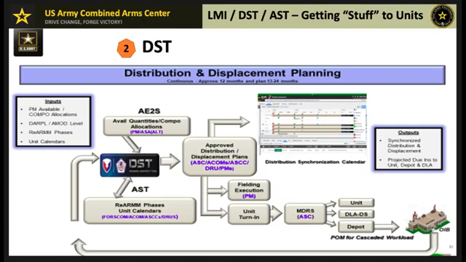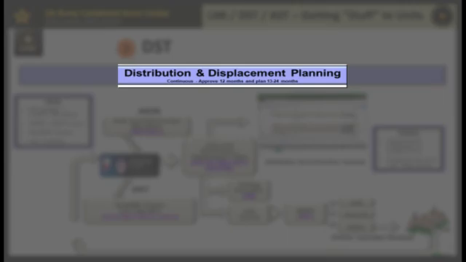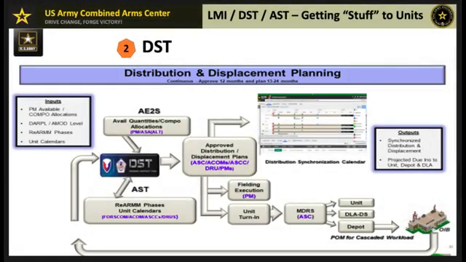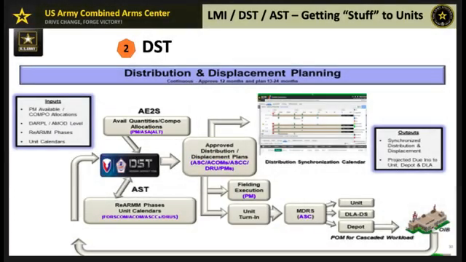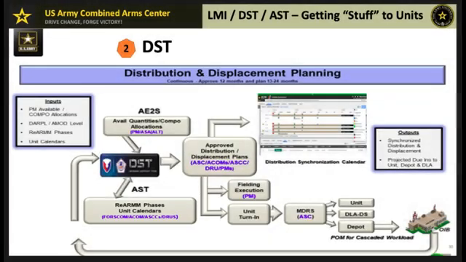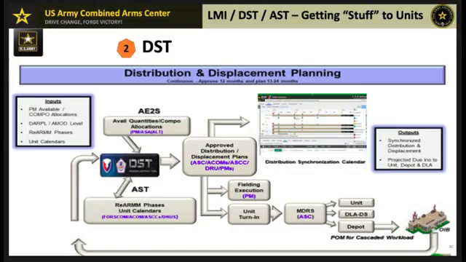The Decision Support Tool plays a role in managing equipment distribution and displacement planning within the Army. The DST enables synchronization of Army resources by providing a clear view of available equipment, quantities, and allocation across the force. It integrates data from multiple inputs, including AE2S for available quantities and compo allocations, DARPL, and of course the Army's force structure itself, ReARMM, the different phases, and unit calendars. The DST coordinates distribution and displacement plans, which are approved by Army commands, ASCCs, and DRUs. These plans guide fielding execution and equipment turn-ins based on current unit requirements and priorities.